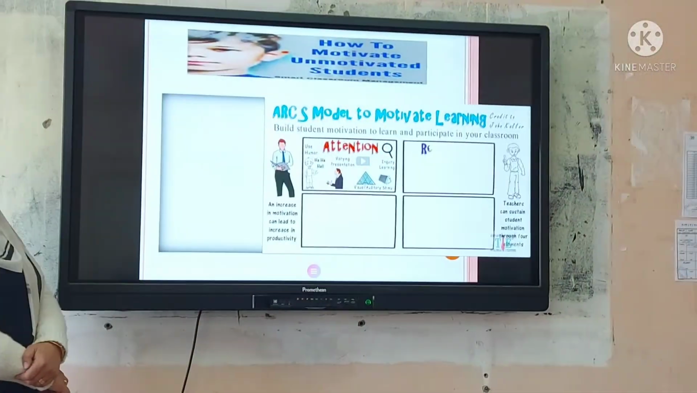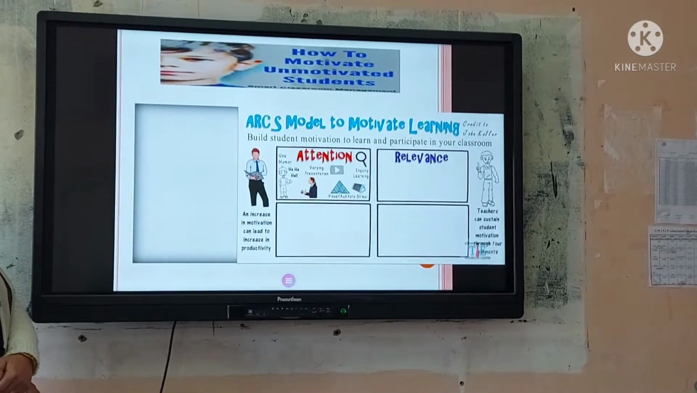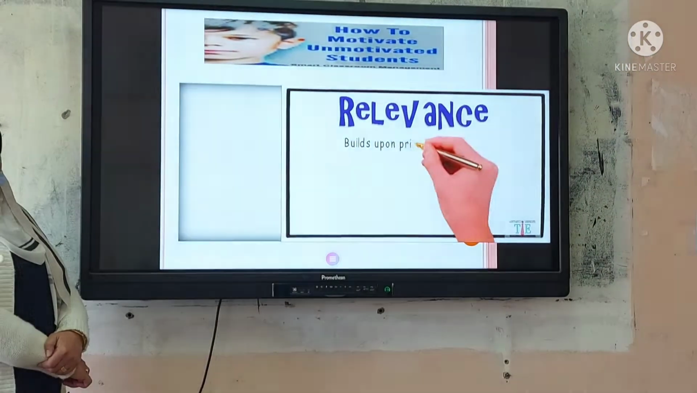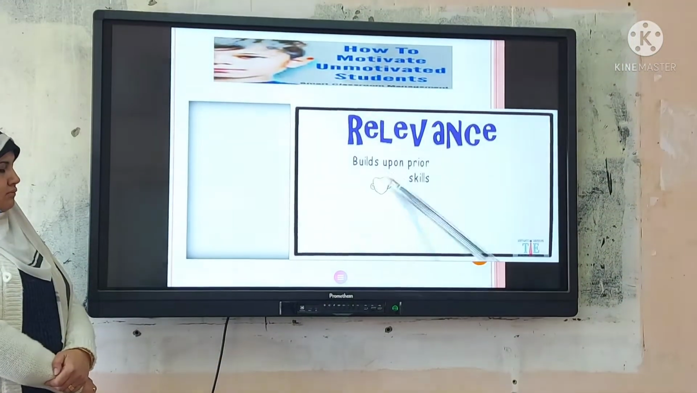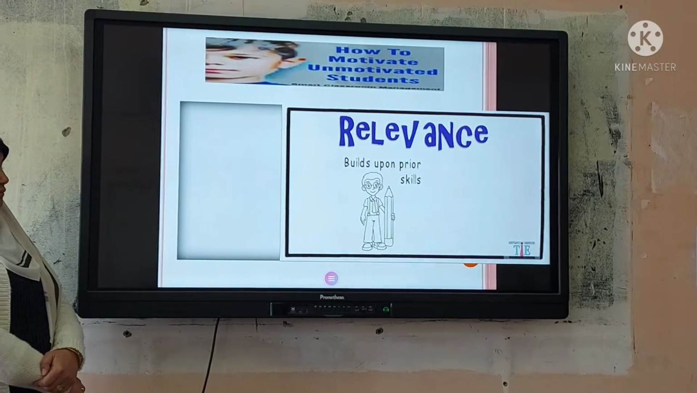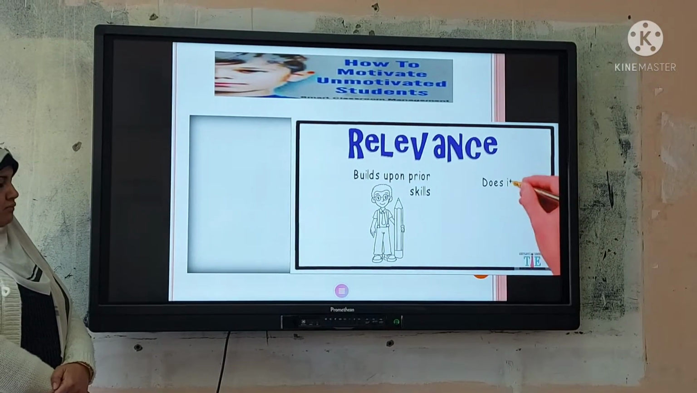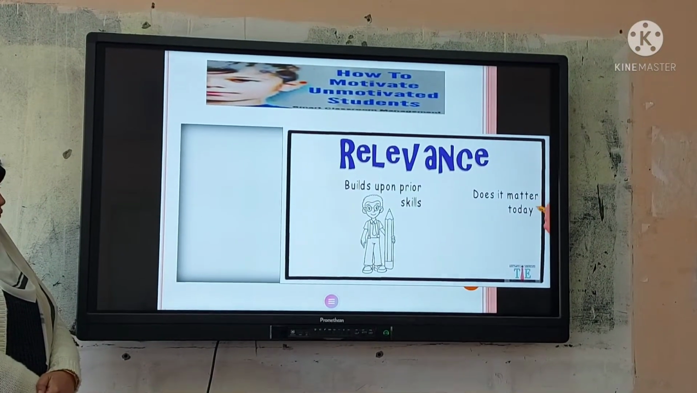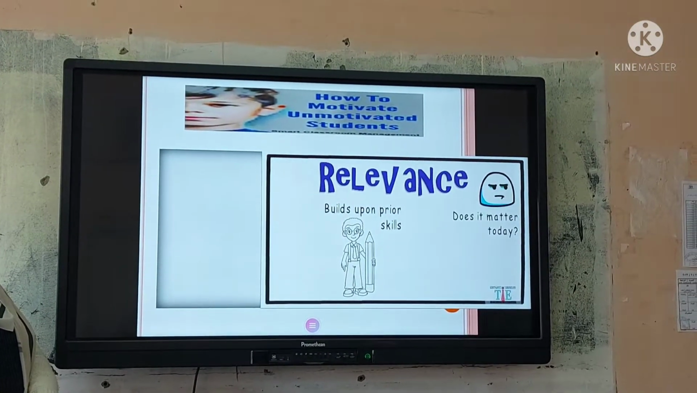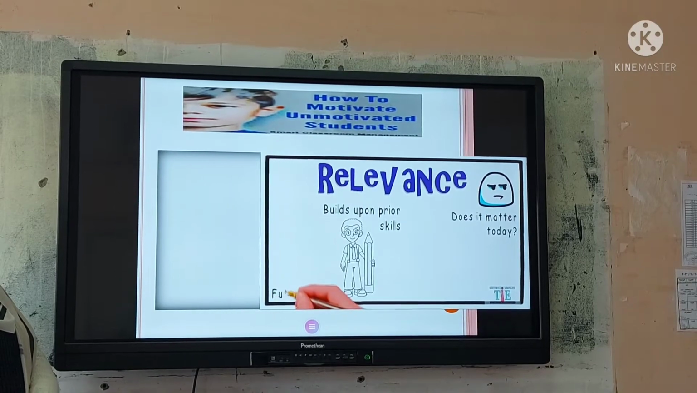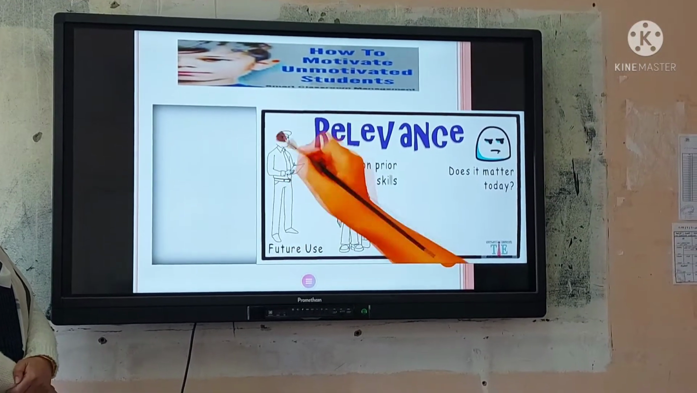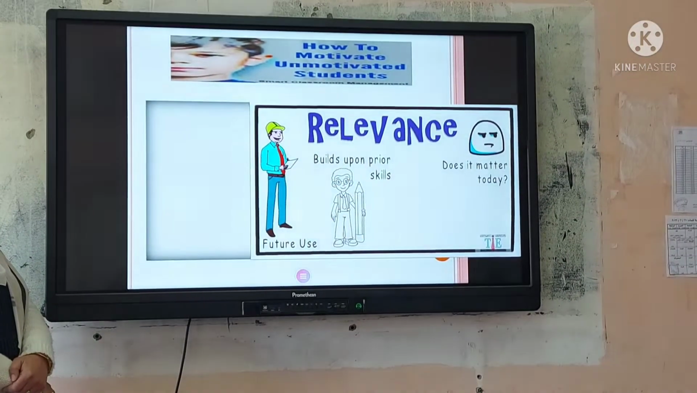The next element to motivate your students is relevance. Students find learning relevant when they're able to build upon their prior skills and knowledge. Let your students know how this lesson relates to the prior lesson and how it relates to anything they have learned. Remember, we are teaching children and adolescents. They live in a now and me world, as any parent knows. Yet, students still want to know if what they learn today will help them in the future. Math teachers constantly hear the question, when will I ever use this?